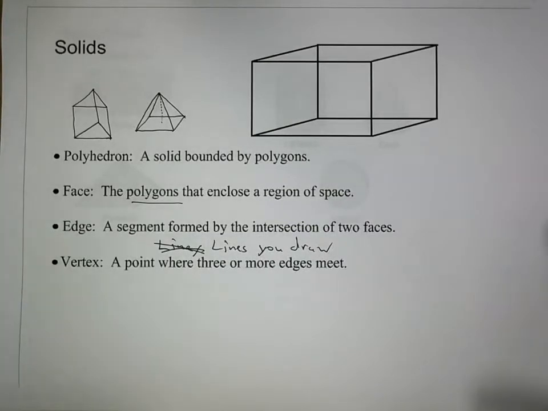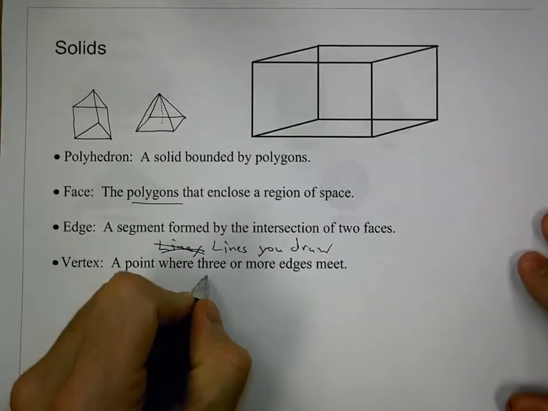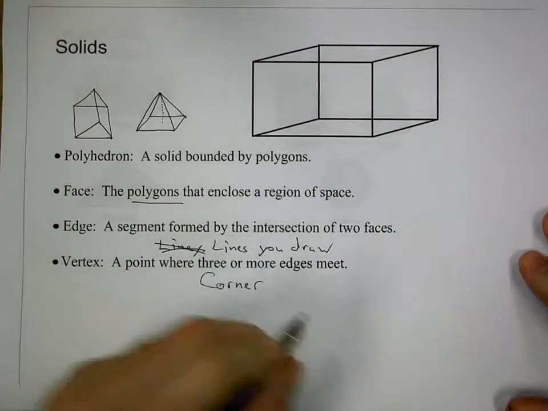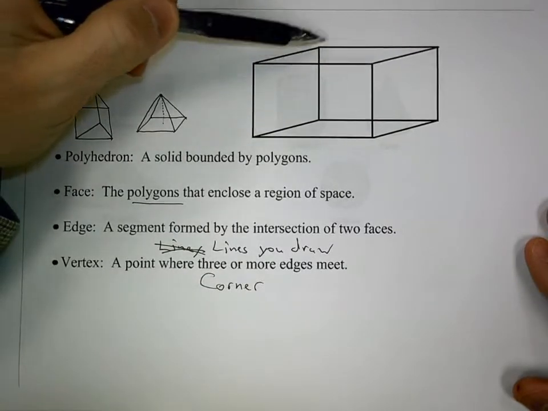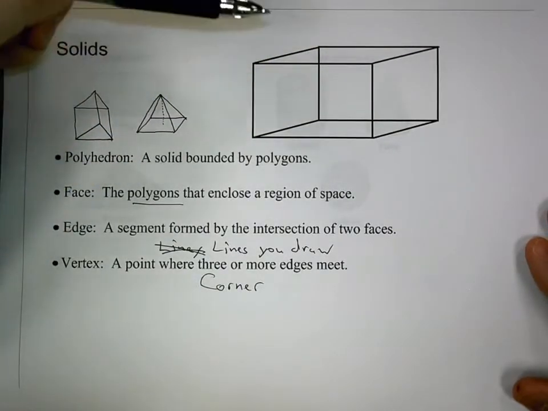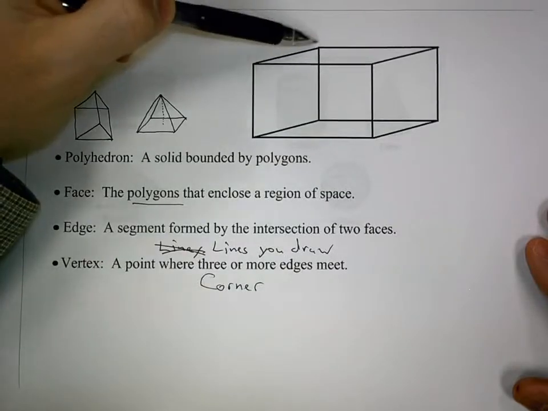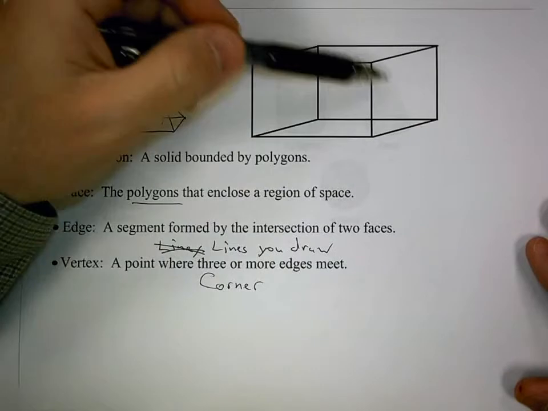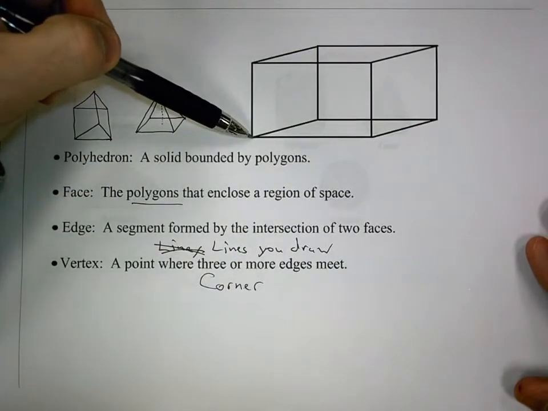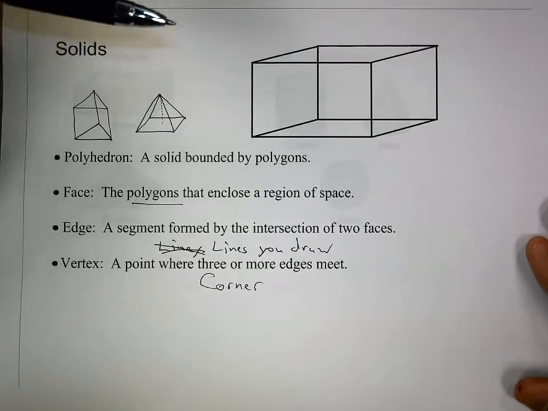The vertex is a point where 3 or more edges meet. We could think of that as the corner. In this rectangular prism, I have these vertices, or vertex, where 3 lines meet. It's kind of like the corner of the box. If this was a room we were standing in, that corner would be down here, where those 3 lines meet. The walls meet the floor. That'd be a vertex.